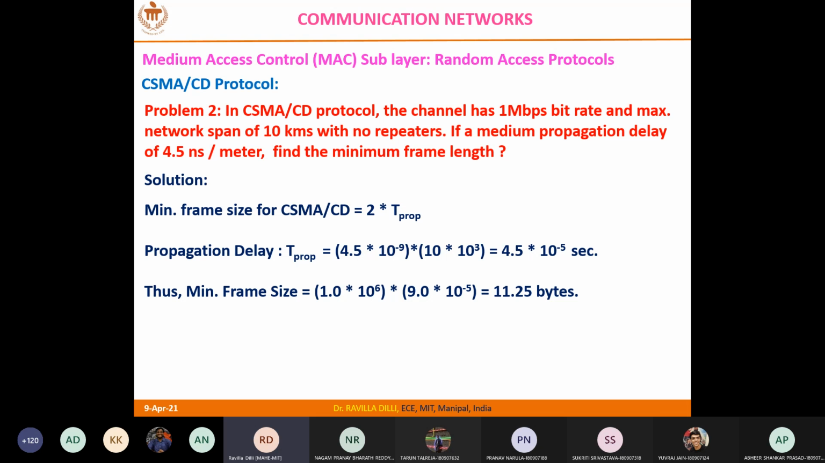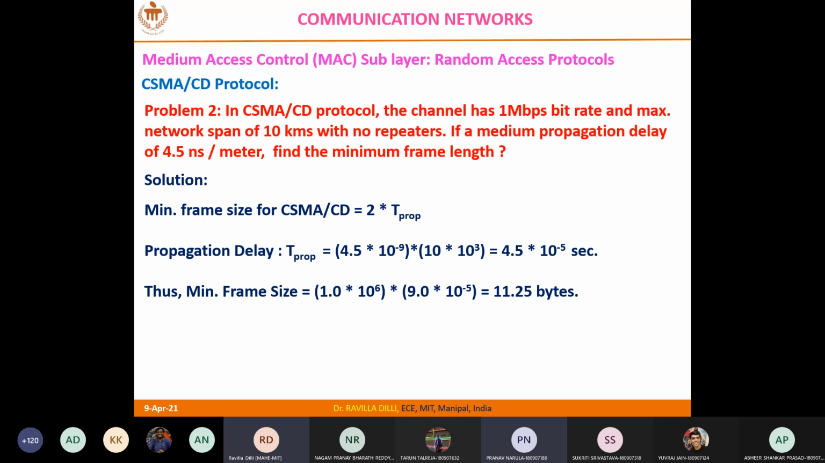So 4.5 nano, 4.5 into 10,000. Sir, is it 45? 45 bits? Is it so? Let me check. 45 micro. So 90 micro. No, I'm getting 90 bits.